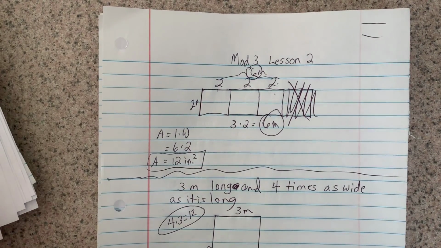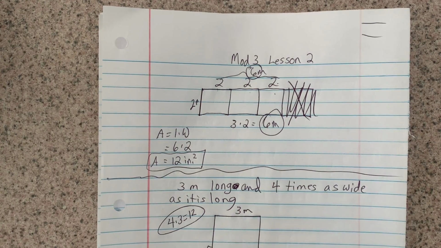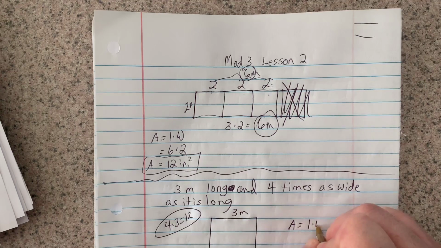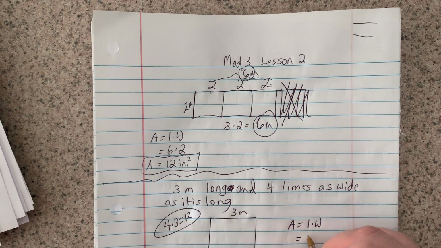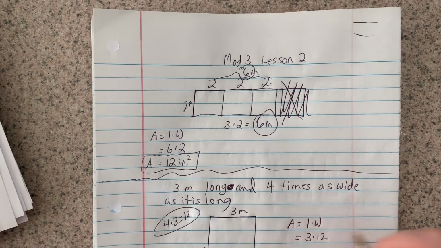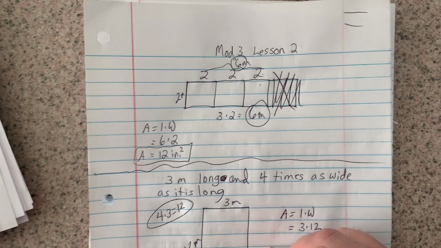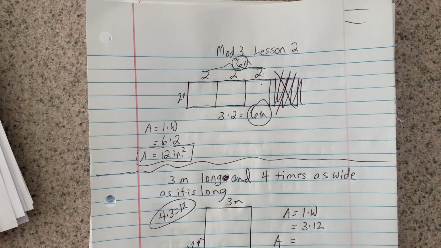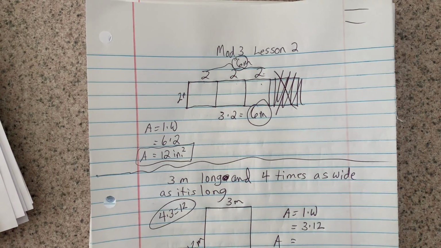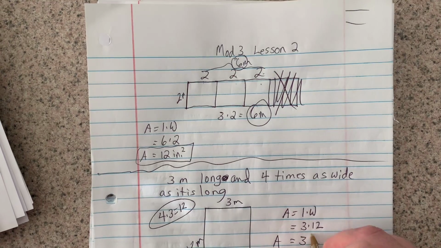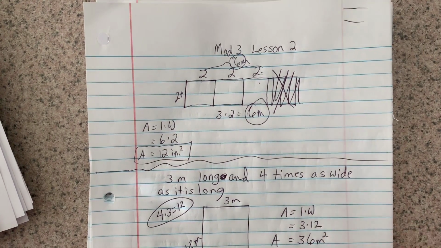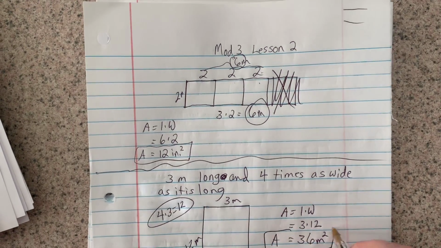All right, so now let's take a look at this one for area. Area equals length times width. Area equals 3 times 12. So area equals, what's 3 times 12? 36 meters squared. So that's the area.